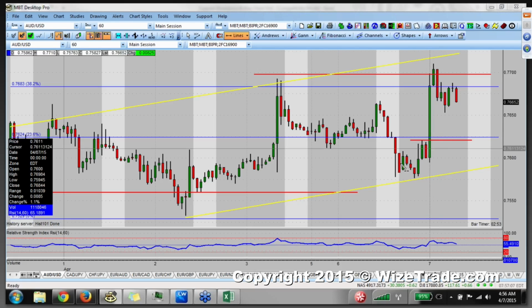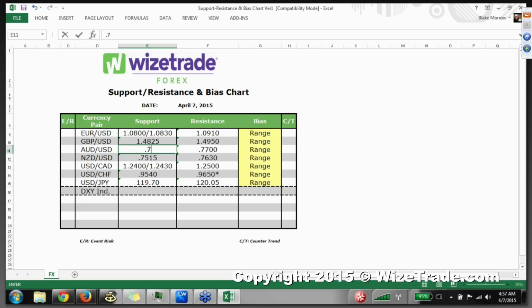So watch the Aussie dollar. We've seen a lot of these meetings and high impact events retrace completely. So 76.15 would be support.